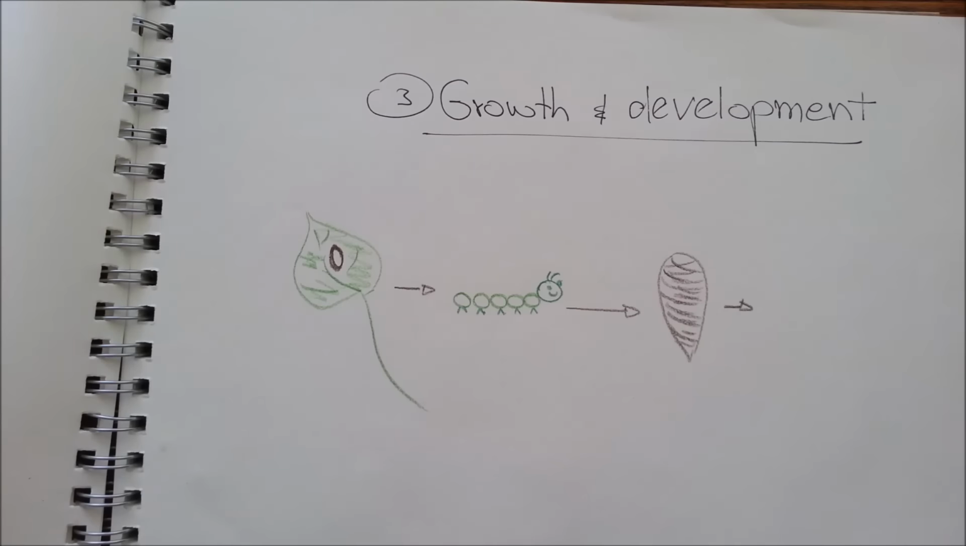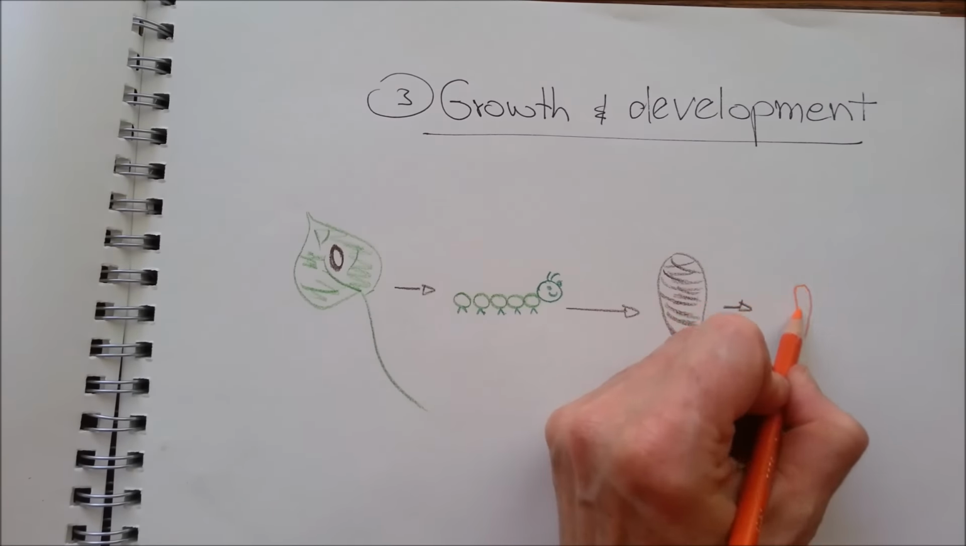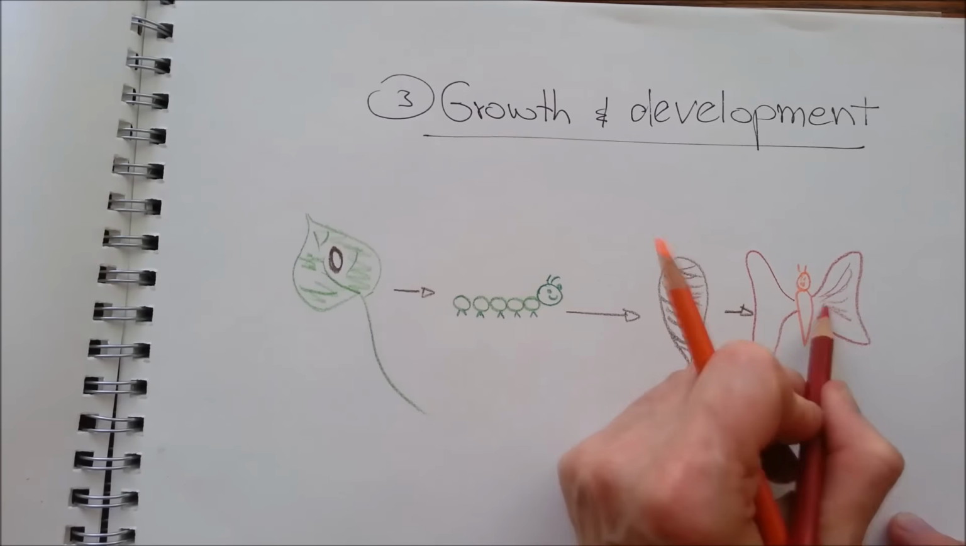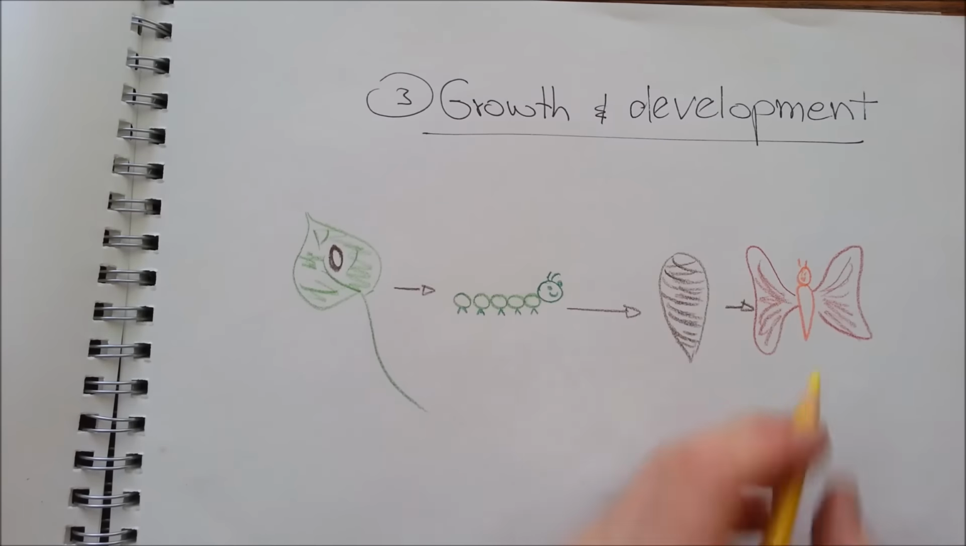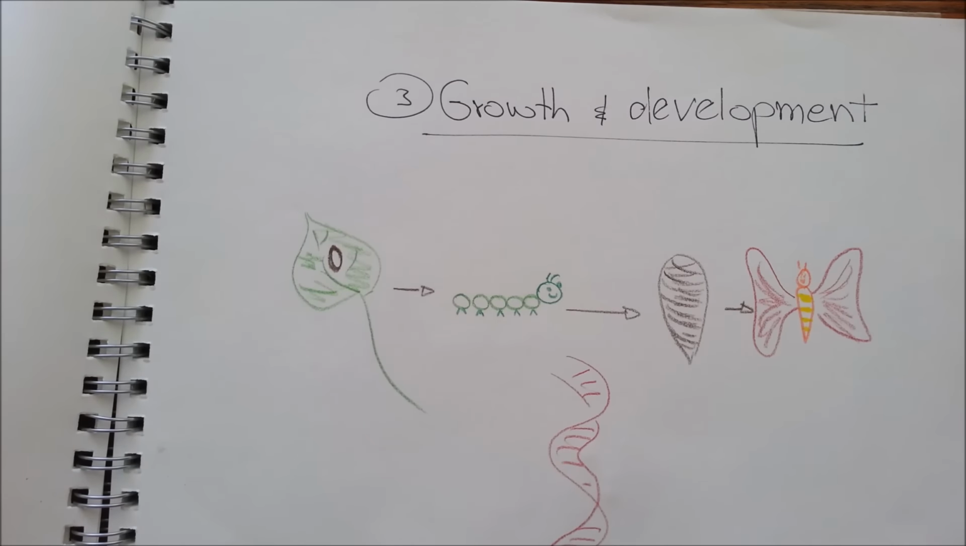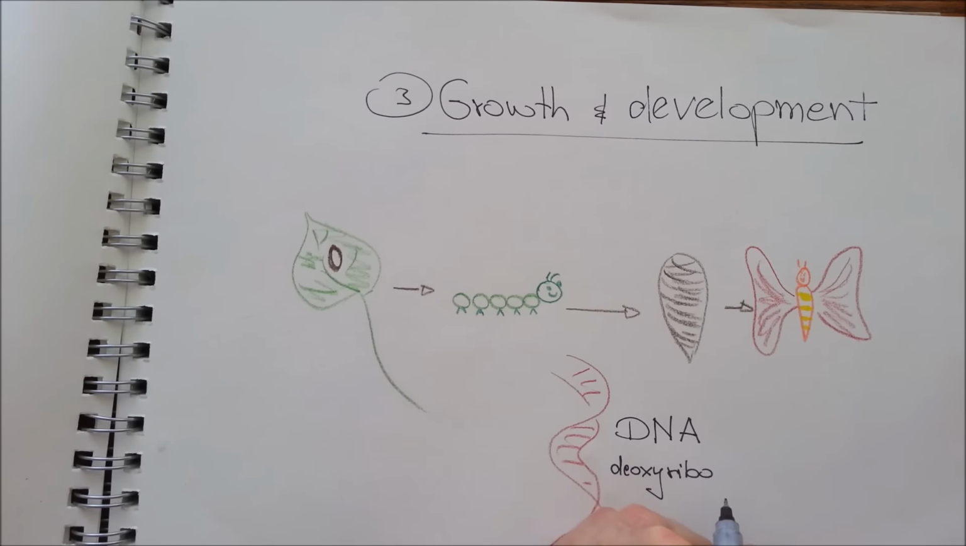Over time, the metamorphosis will happen in the cocoon, and a couple of days or weeks later, a beautiful butterfly will emerge from the cocoon. The growth and development is encoded in every cell, and it's called the DNA, the hereditary material that tells the cells what to do. DNA stands for deoxyribonucleic acid, and we are going to learn way more about the DNA later on in class.